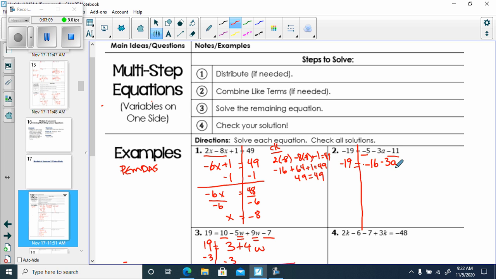So I need to isolate the variable a. 16 is subtracted from this negative 3a. So the opposite of subtracting 16 is to add 16. Negative 19 plus 16 gives me negative 3. Equals negative 3a. I'm trying to get to the a. If negative 3 is multiplied by a, the opposite of multiplying is to divide. And remember, what we do on one side of the equal sign, we have to do on the other. So a is equal to 1.